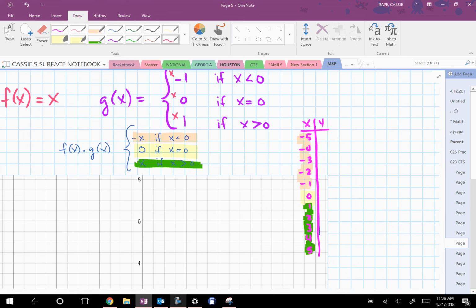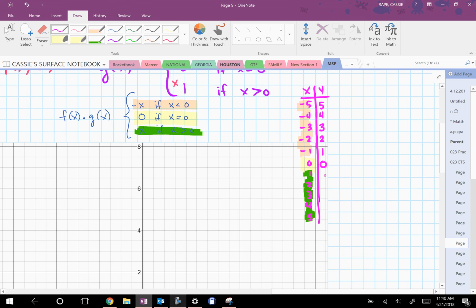So here we go. If I've got f of x equals, I'm following here the opposite of x. So the opposite of -5 is +5. The opposite of -4 is +4. Opposite of -3 is 3. Opposite of -2 is 2. Opposite of -1 is 1. Okay, I flip to a new rule. This rule says if you put in 0, you get 0. It has to be 0 if x is 0. And lastly, x is just x if it's greater than 0. So 1, 2, 3, 4, 5.